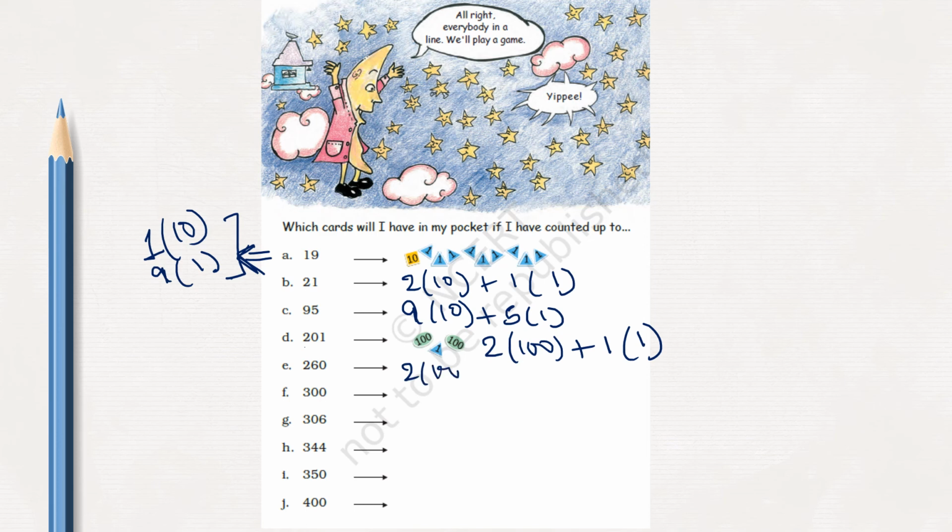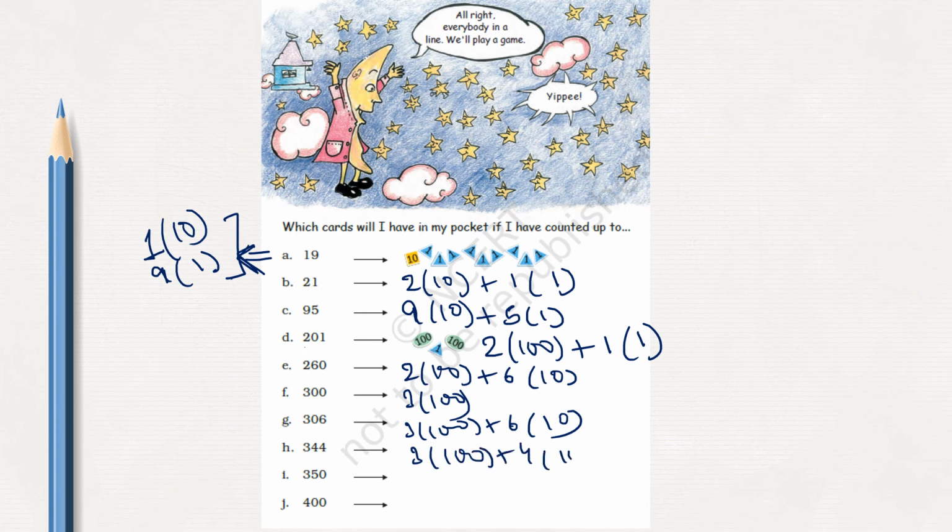2 of 100 and 6 of 10. 3 of 100, 3 of 100 and 6 of 10. 3 of 100, 4 of 10 and 4 of 1, and so on. So these are the final answers. You can cross check.